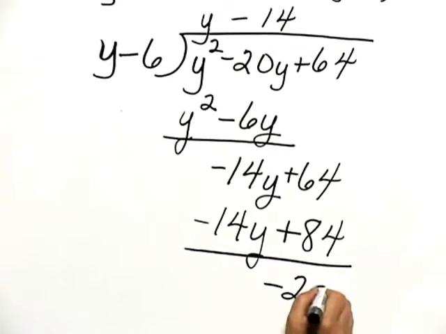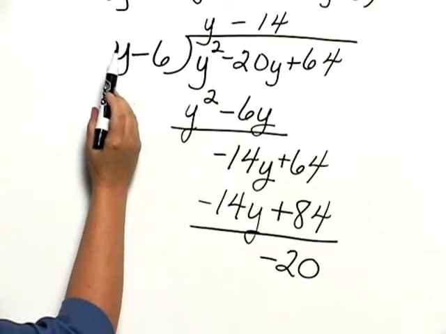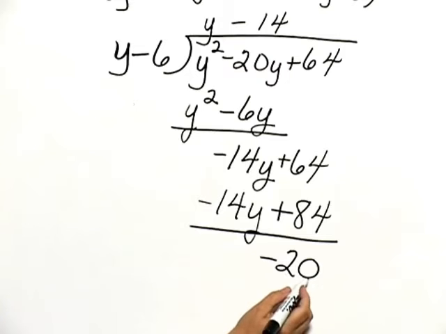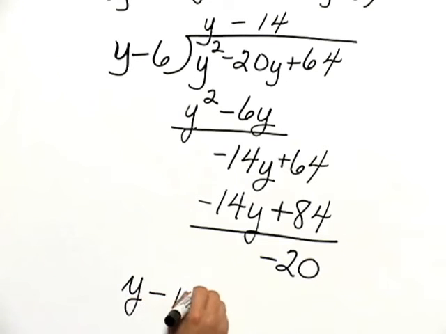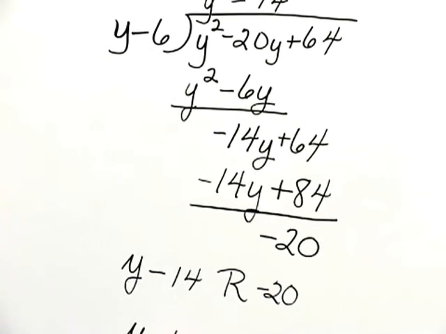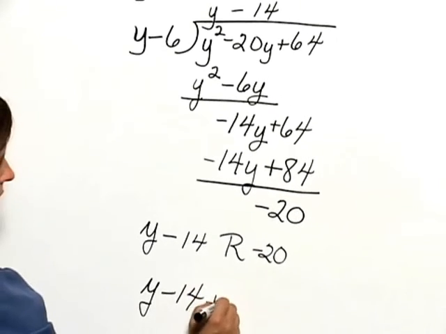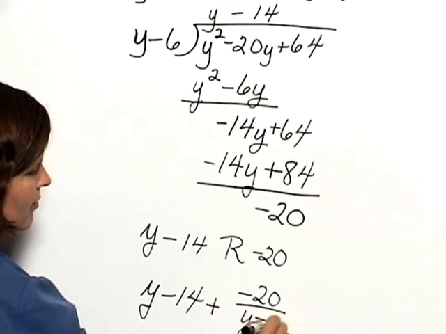Be careful to subtract. We're finished because the degree of the remainder, which is 0, is less than the degree of the divisor, which is 1. So we're finished, and we can write our answer in one of two ways, either as y minus 14 with the remainder of negative 20, or y minus 14 plus negative 20 over y minus 6.